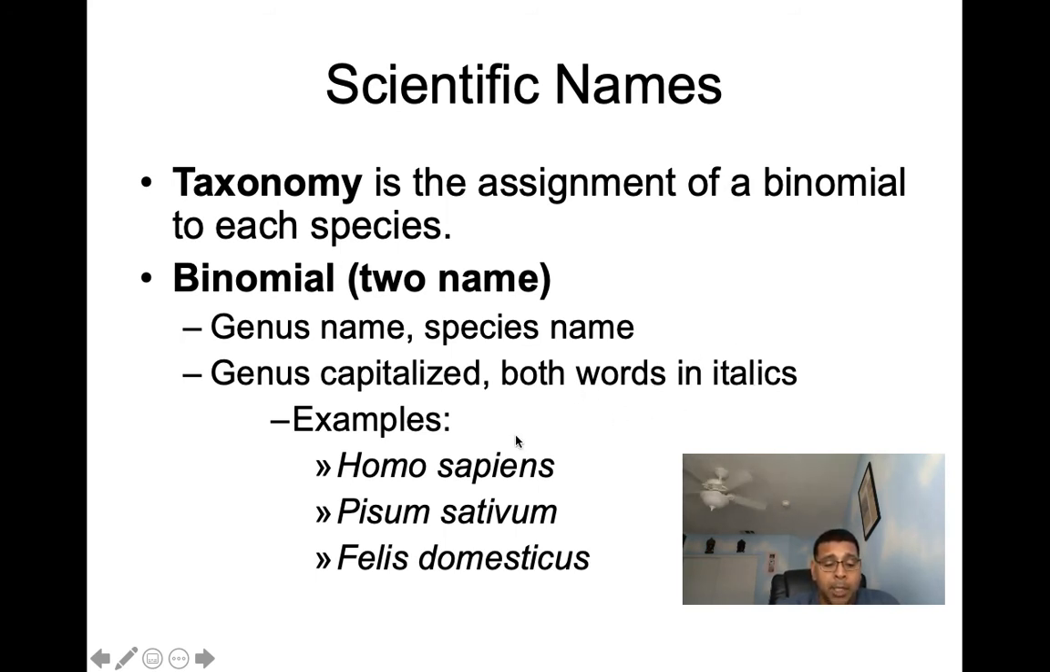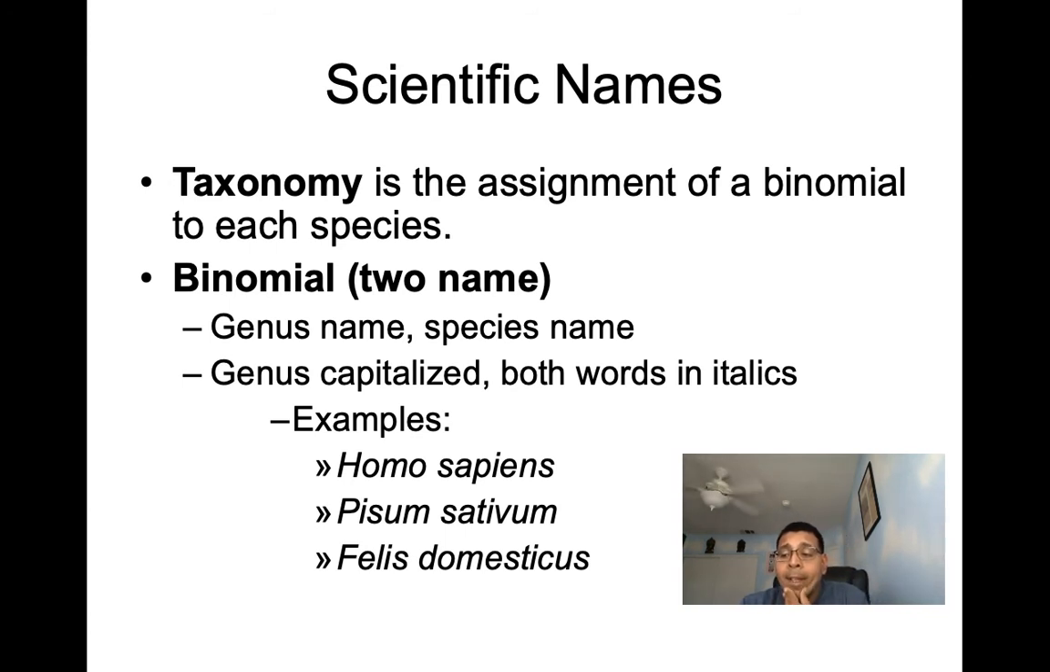We talk peas, garden peas. You see here, we've got Pisum sativum. And then here we can see Felis domesticus, house cats. The first word is the genus to which the species belongs, and the second word is the species name. And I want you to know here as well that both words are going to be in italics, but only the genus name is capitalized, as I told you before.